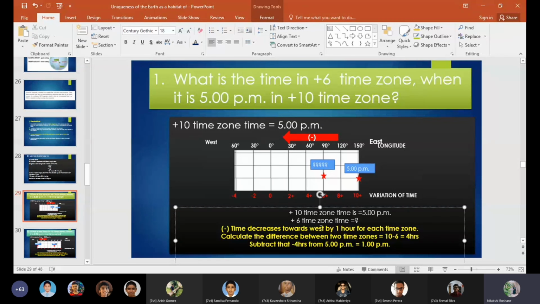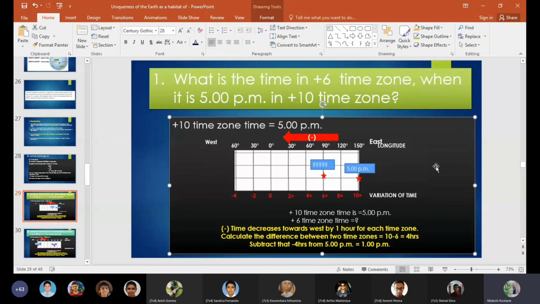First you have to calculate the difference between the two time zones. You are traveling towards west. You are in the plus 10 zone and you go back to the plus 6 time zone. What is the difference between the two time zones? You want to find the answer for the plus 6 time zone. What is the difference in hours? I'm not talking about longitude. 4 hours. Yes, the difference is 4 hours.